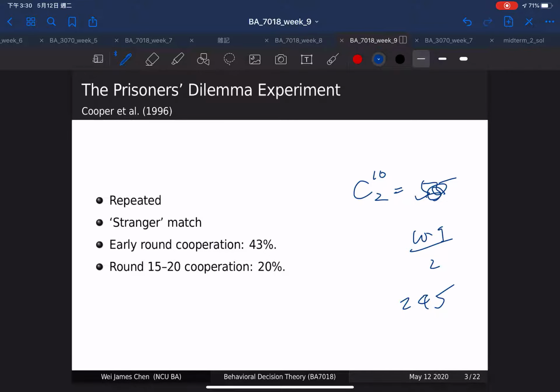When you use a stranger match, it's as if you are running a lot of one-shot prisoner's dilemmas instead of a repeated game. Because you're meeting someone new, you cannot have a history with this person. You cannot make a promise that you will make it up to them in the next round, for example. You never match with someone you already met. That's what stranger match means.